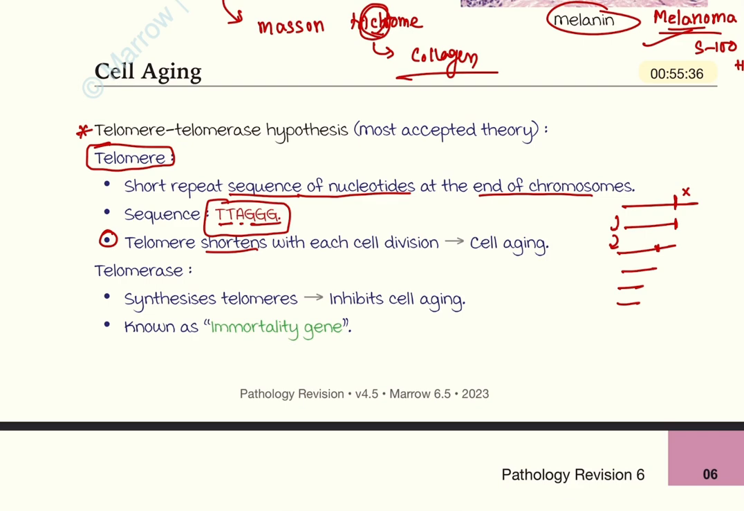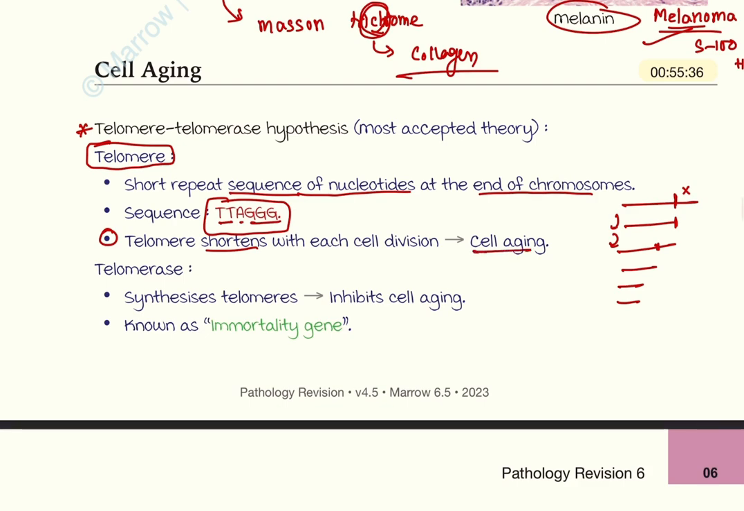That means a cell can divide 60 to 70 times in a lifetime, but after that the cell will age. But telomerase is something which synthesizes telomere. Okay, so if telomere is synthesized, the cut portion that could not be replicated can be regenerated now.